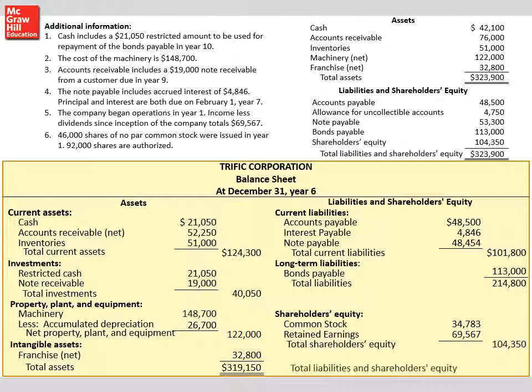Okay, so after we do that, we would then come up with our total liabilities and shareholders' equity of $319,150. So that was a great exercise to revise an incorrect balance sheet.